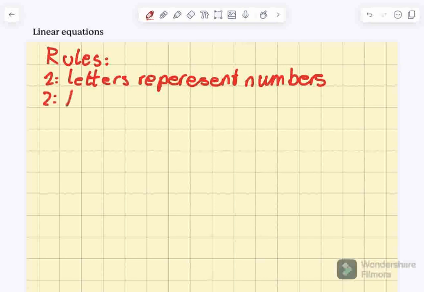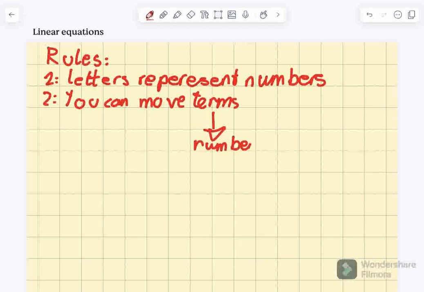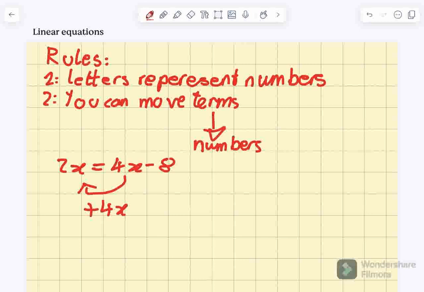2. You can move terms to the other side of the equation, but you must change the sign. Term is just a fancy way of saying number. So for example, the letter X could be a term, because letters represent numbers, remember from the first rule. This means, say we were to have the equation 2x equals 4x minus 8. Then we could move the 4x to the other side of the equals sign. However, we need to change it from plus 4x, as there's an invisible plus sign here, to minus 4x.